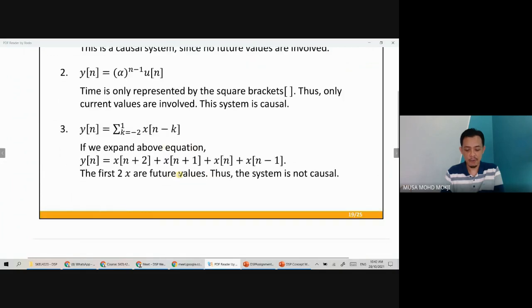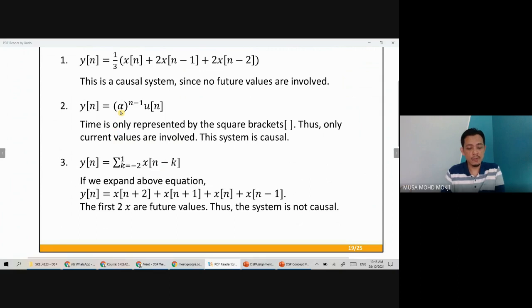And this one, originally the system is written as y[n] equals the summation of k from -2 up to 1 of x[n minus k]. When you expand this equation, you get something like this. We see these two items are future values, right? So this is non-causal.